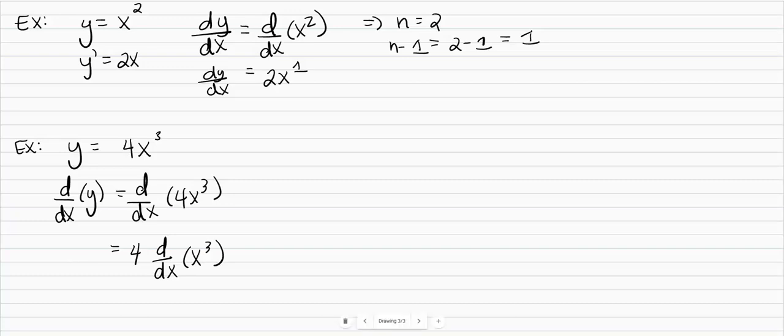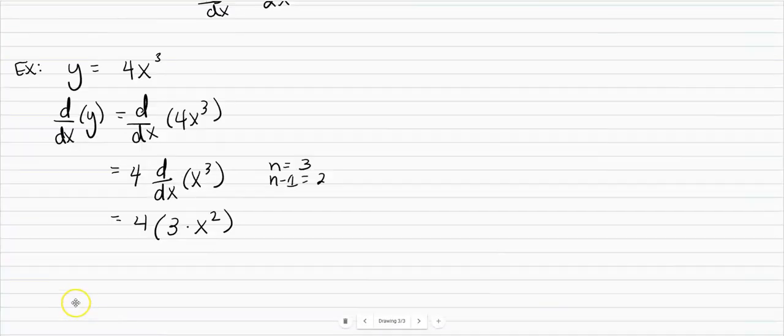In this case, I can just focus now on the power rule. I know that my n is 3 and my n minus 1 is 2. So this is just 4 times 3 times x squared. Now we just simplify. 4 times 3 times x squared is 12x squared, which is my dy over dx.